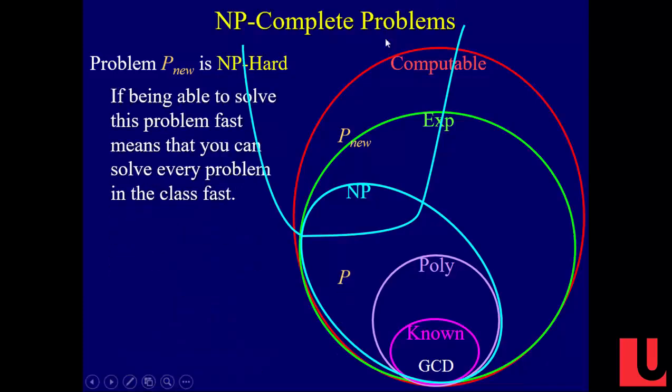All right, so what does complete mean? Complete means, back to reductions, that it's NP hard. NP hard means it's above this. And what does being above this mean? That means that if I had an algorithm for this new problem, then that would give me an algorithm for every problem that's in NP. Right? And you would be rich.